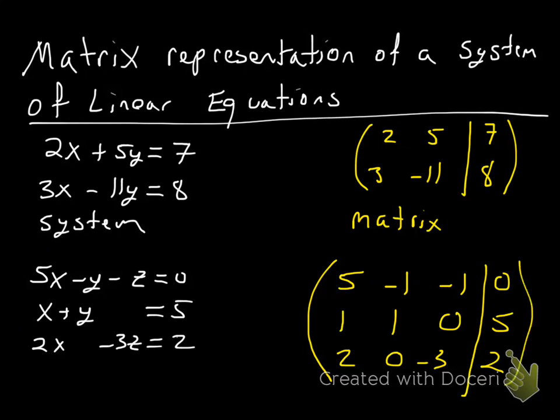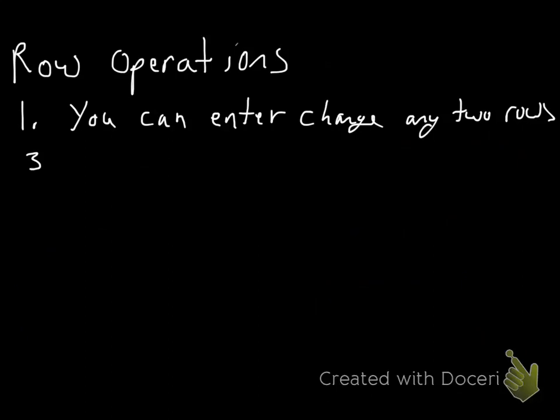So then we're going to be able to learn a way of solving a system of linear equations using the matrix. Okay, now when we're doing matrices and we eventually want to do Gauss-Jordan elimination, there are three row operations that we can do.